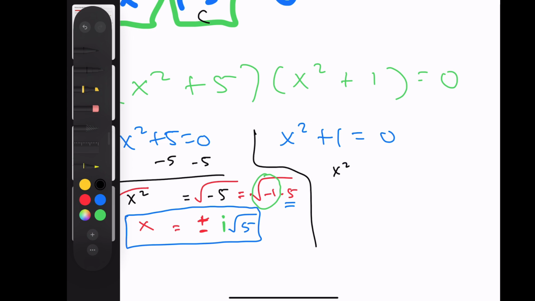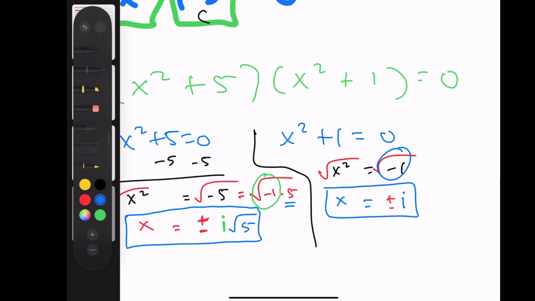Same thing, x squared equals negative 1. Square root. I'm going to have plus or minus. X equals, class, square root of negative 1? i. So it's just plus or minus i. Let's count the number of solutions. 1, that's positive. 2, negative. 3, positive i. 4, negative i.